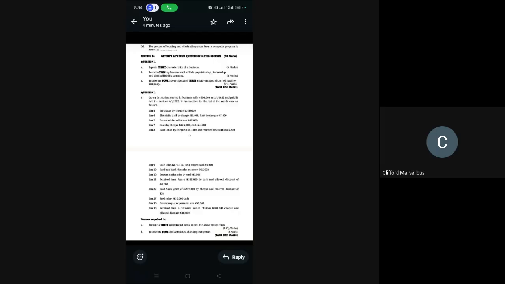You are required to A. Prepare a three-column cash book to post the above transactions. B. Estimate four characteristics of an impressed system.